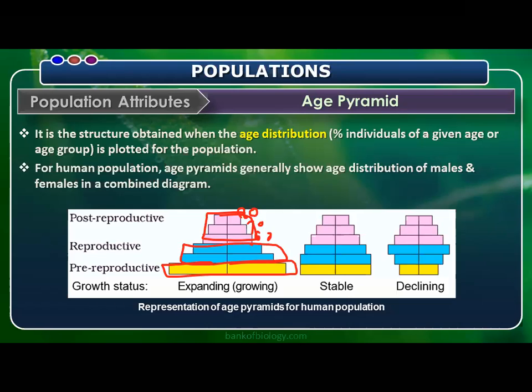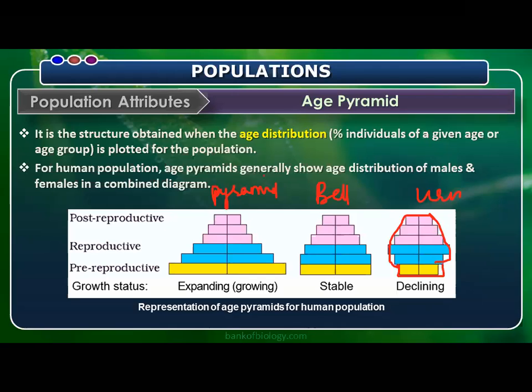So here you have to understand this as pre-reproductive, reproductive, and post-reproductive age groups are in bell shape, and this particular population is stable. Declining, you see more post-reproductive age group than reproductive age group, and less pre-reproductive age group. Young children are less, so we call this shape urn shape, and this is bell shape, and this is pyramid shape.